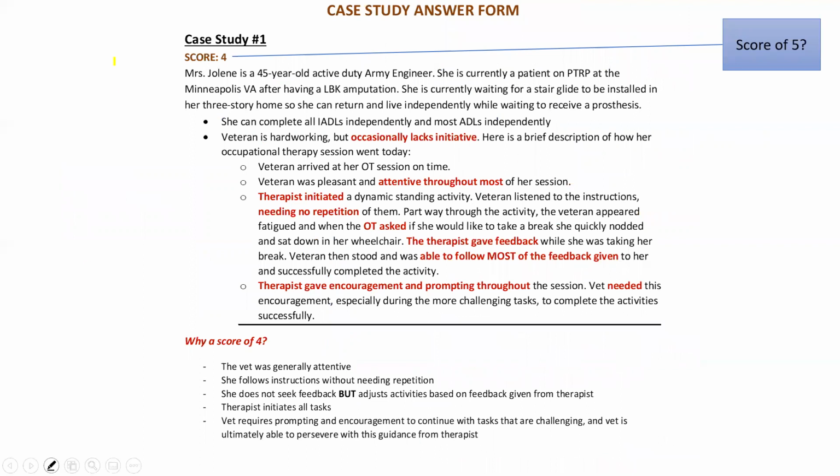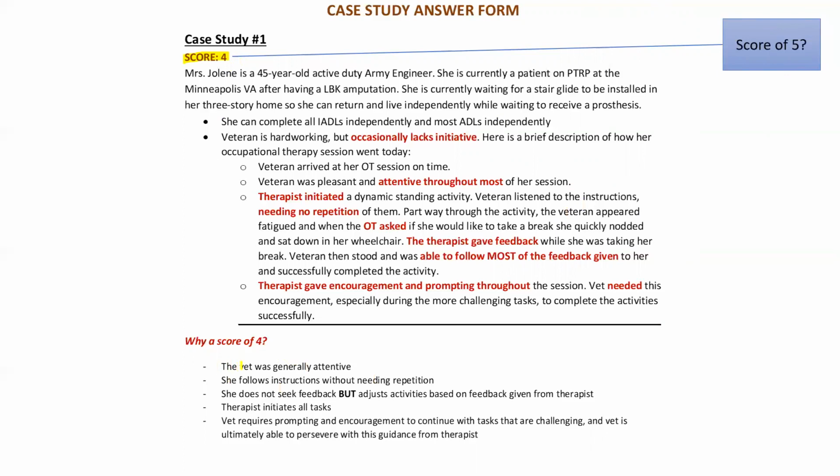And once again, this is just another way of looking at why I scored this case study a 4. When it was sent out to about 5 different clinicians, the majority of them said 4, with the exception of 1 or 2 that said a score of 5. So I'll discuss down here why I scored it a level 4 instead of a level 5.